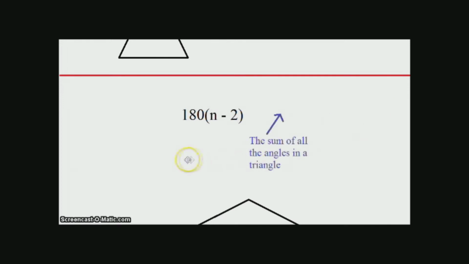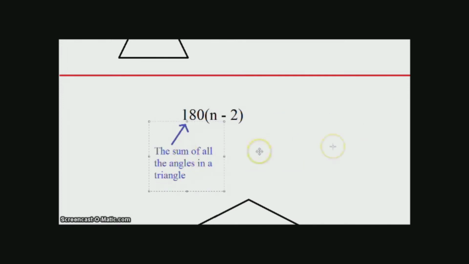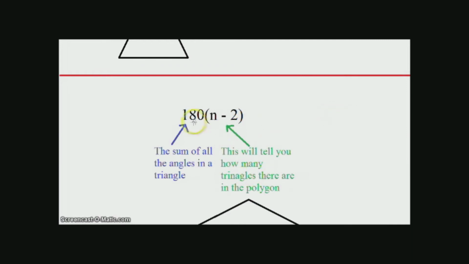So here's a quick, easy way to see this. And here. Now n minus 2, this equation right here in the brackets, will tell you how many triangles there are in the polygon.